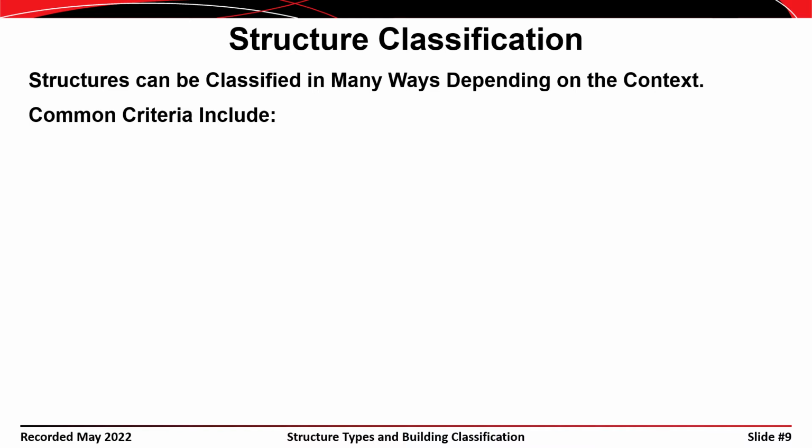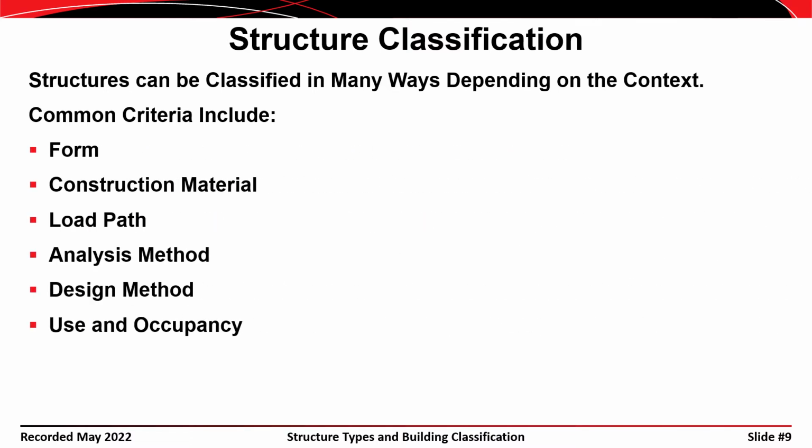Buildings can be classified based on a number of different attributes, and some of those are shown here. Some of the common attributes that buildings are classified based on include the form of the structure, the material from which they're constructed, the load path that is employed in the structure, the method by which they are analyzed, the methods by which they are designed, the use and the occupancy, or the height of the structure.